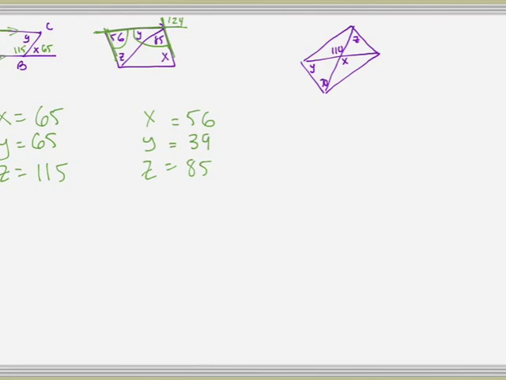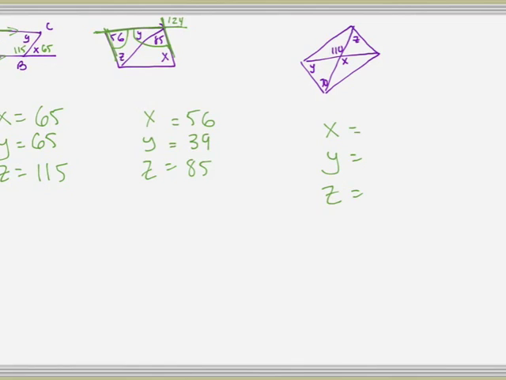True. Questions on that? Did we already do this before? We have not. Similar types of problems, but not with parallelograms.